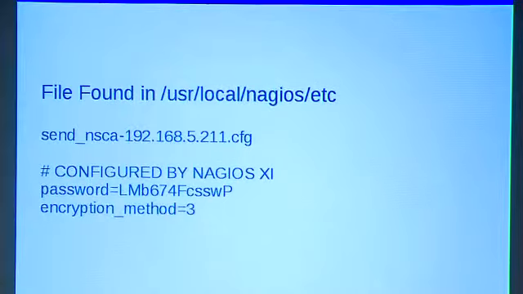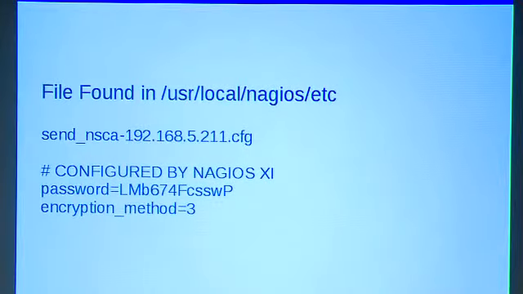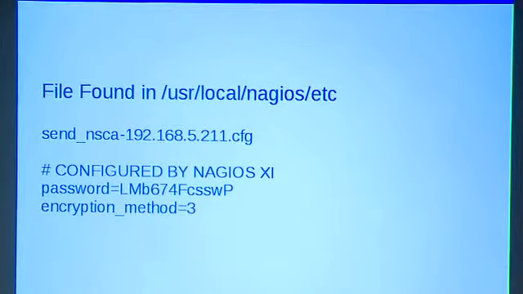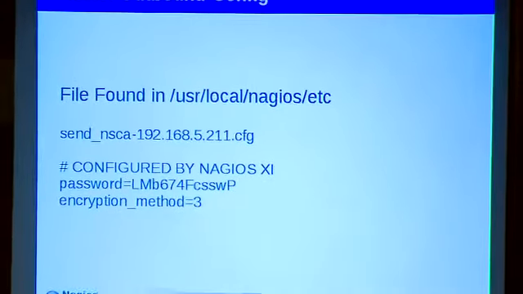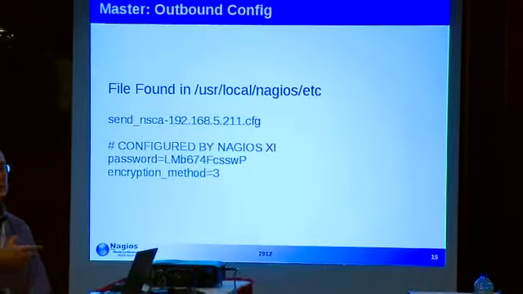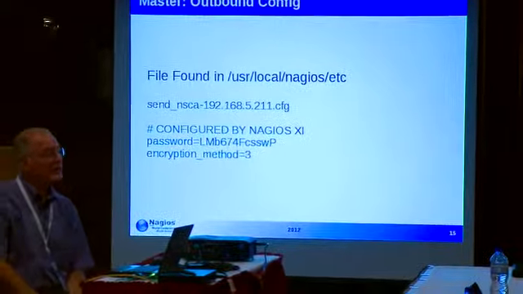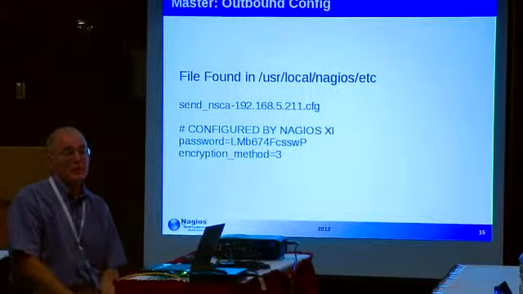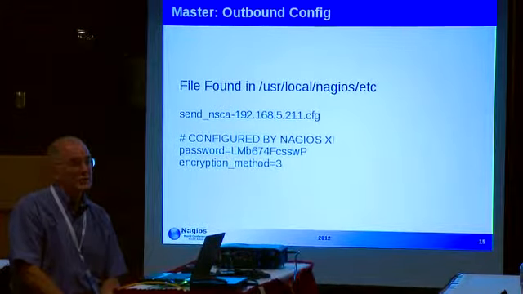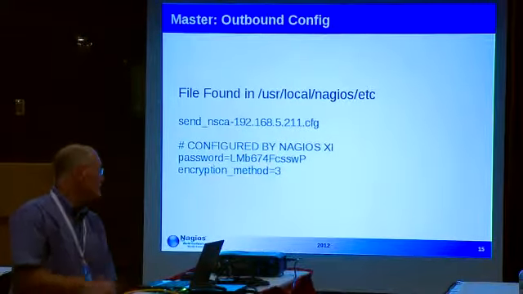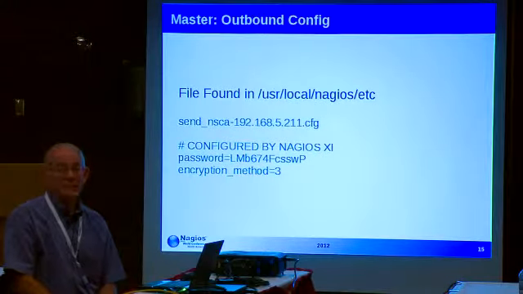It will create this file that you'll see in /usr/local/nagios/etc. You could send this information to multiple servers if you wanted to, but this is the file that's created. It's going to have the password and the encryption level that you've chosen. And so that file is going to have the IP address attached to it.